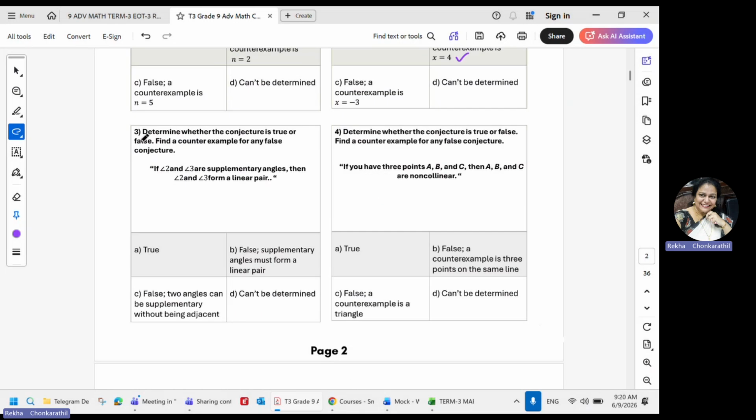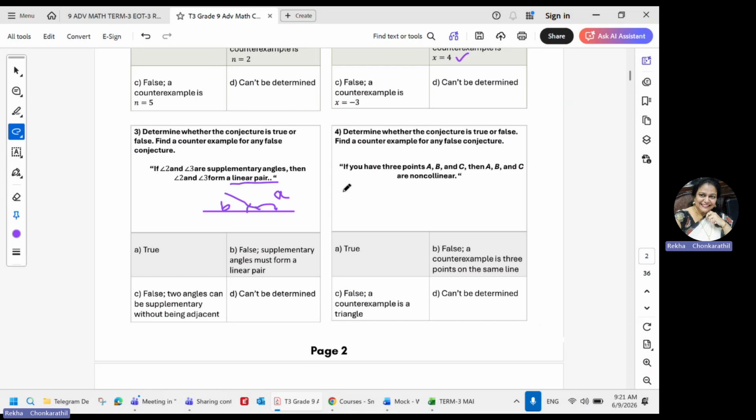Now, how about question 3? If angles 2 and 3 are supplementary angles, then angle 2 and 3 form a linear pair. It's not necessary that all supplementary angles form a linear pair. There are angles that do not form a linear pair, but they are supplementary. You know, linear pair means the angles that are adjacent to each other and forming a straight line. For example, if this is A, this is B.